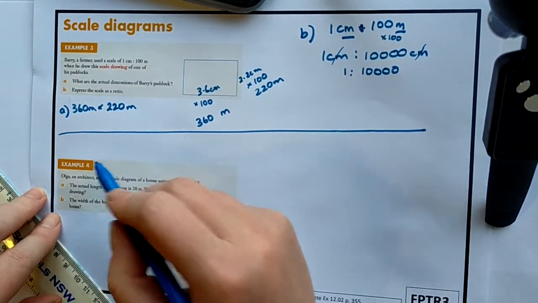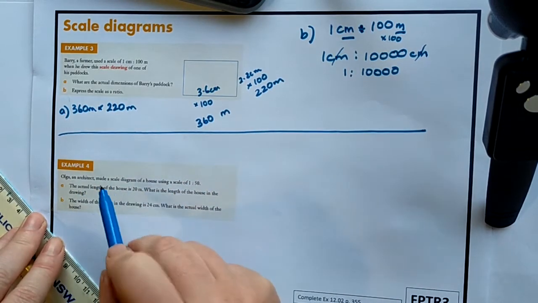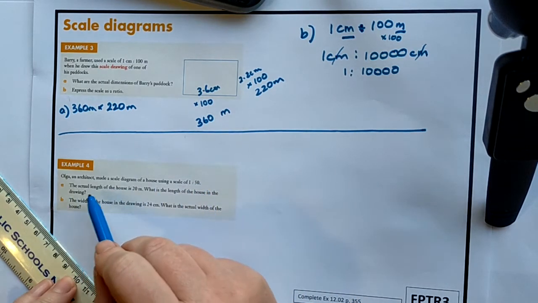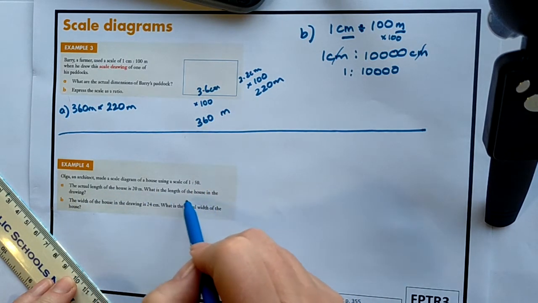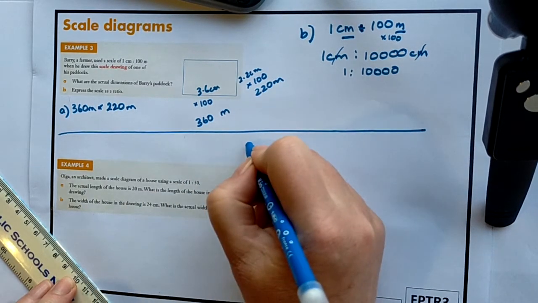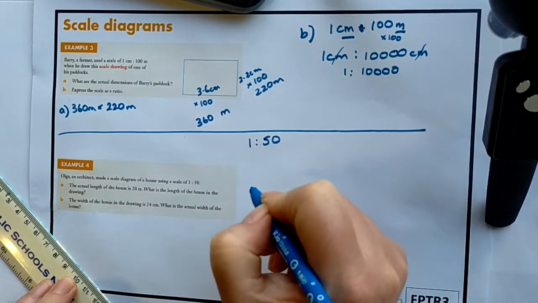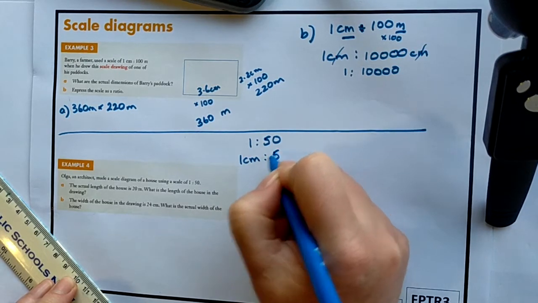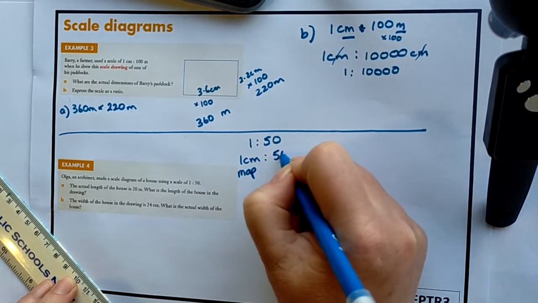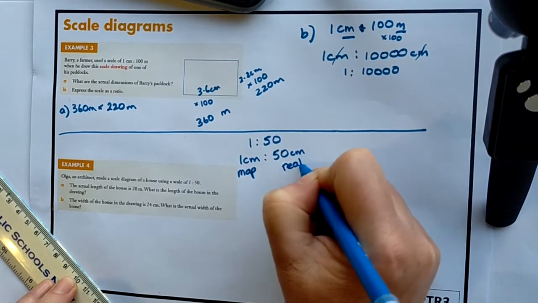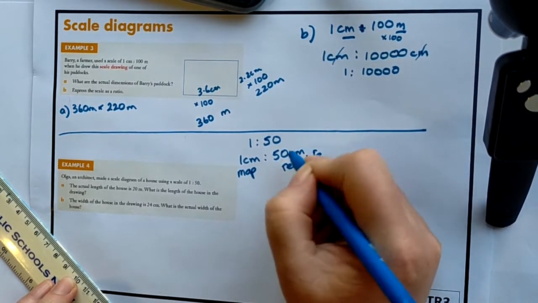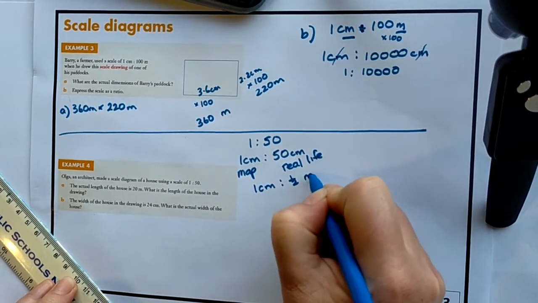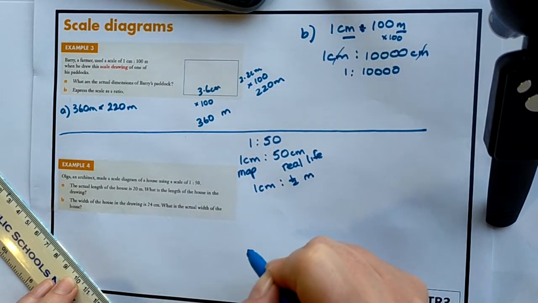There you go. Example 2 says Olga, an architect, made a scale diagram of a house using a scale of 1 to 50. The actual length of the house is 20 metres. What is the length of the house in the drawing? If you're using a scale of 1 to 50, that means every 1 centimetre on your map is the same as 50 centimetres in real life. Now 50 centimetres is the same as half a metre. So we can say 1 centimetre on the map is half a metre in real life.